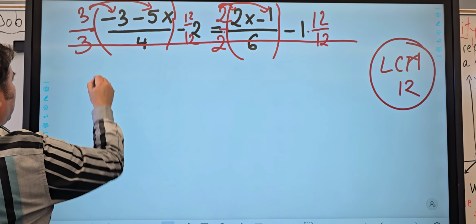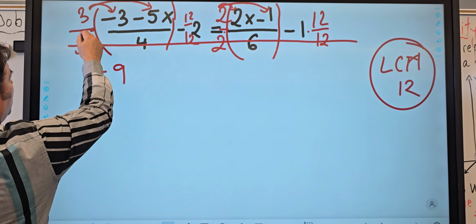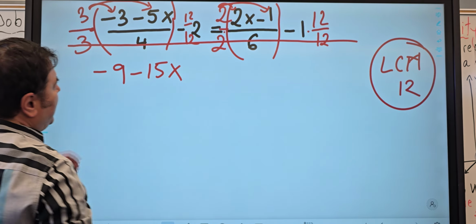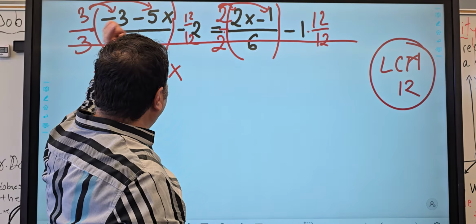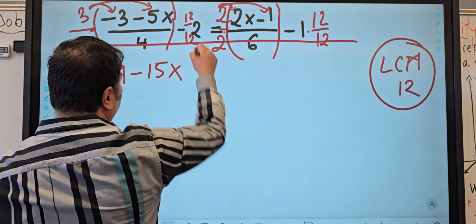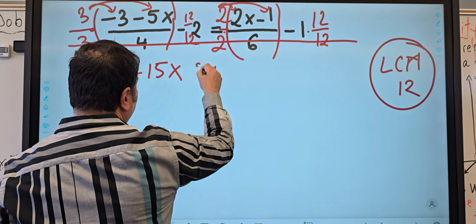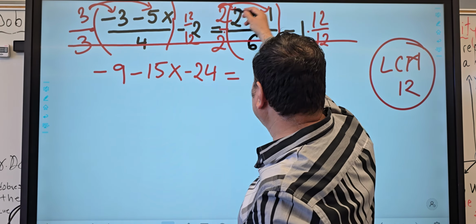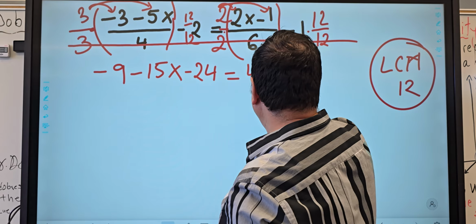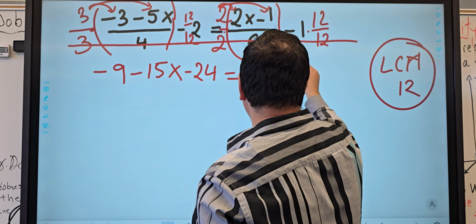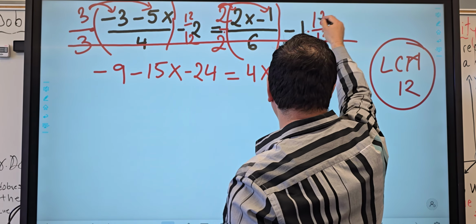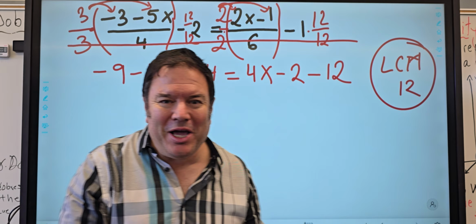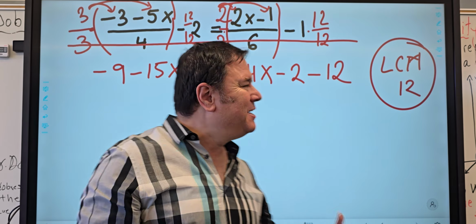3 times -3 becomes -9. 3 times -5x becomes -15x. And here we have 2 times 12. 2 times 2, 4. 2 times 1, 2. So -24 equals, let's multiply here, 2 times 2 becomes 4x. And 2 times -1, -2. And again, minus the 12. 1 times 12 is 12.